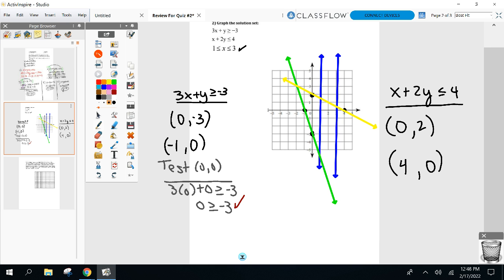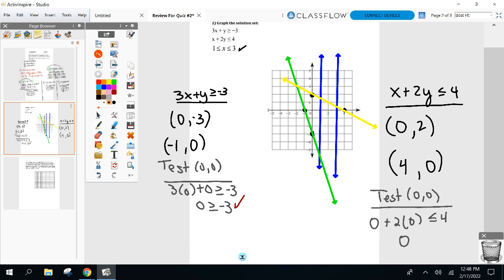So I see my solution set. It's either going to be above that line I just graphed, or below it, in between the vertical lines. That's what I just have to figure out now. I know the two spots where it possibly could be. So let's test out 0, 0. Is 0 plus 2 times 0 less than or equal to 4?